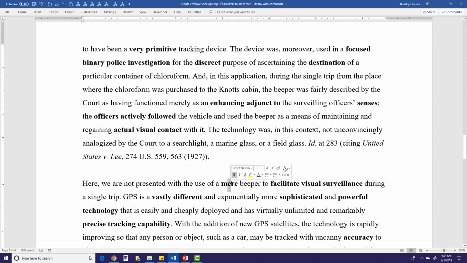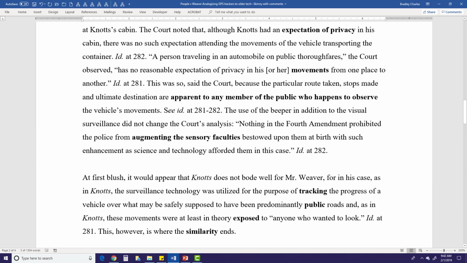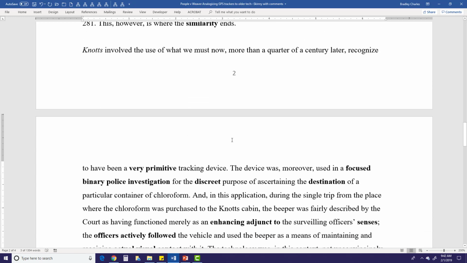The mirror beeper facilitated visual surveillance. Okay, so one of my first points here is he's doing a nice job of contrasting. But then under rule-based reasoning, he's repeating some of the law here. Some of the law was augmenting the sensory faculties. That's okay. If you're merely augmenting sensory faculties, that's okay.